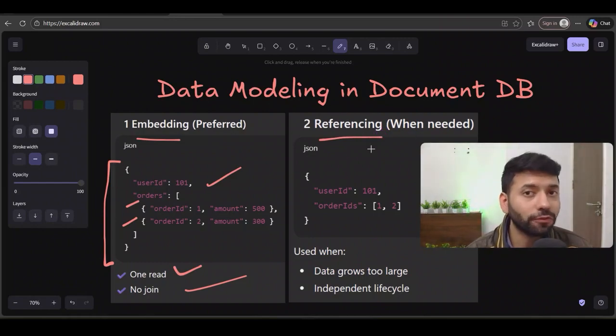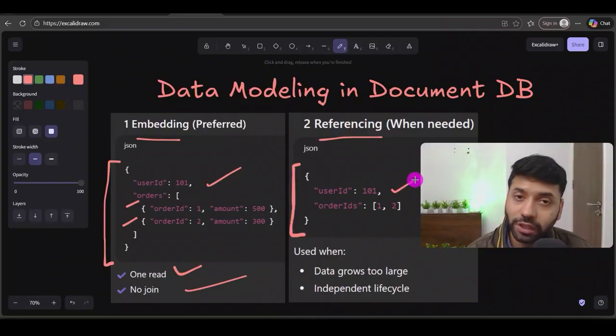Okay, the second way of data modeling is referencing, and we use it when it is required. So this is not the preferred way. The preferred way is embedding, where we have all the complete information in the single document, but the second way is referencing, and we will see when it is required. Okay, but this is the format in which you store. You can clearly see we have the user ID here, same thing. But when we talk about the orders, we don't keep the complete details here in the single document.